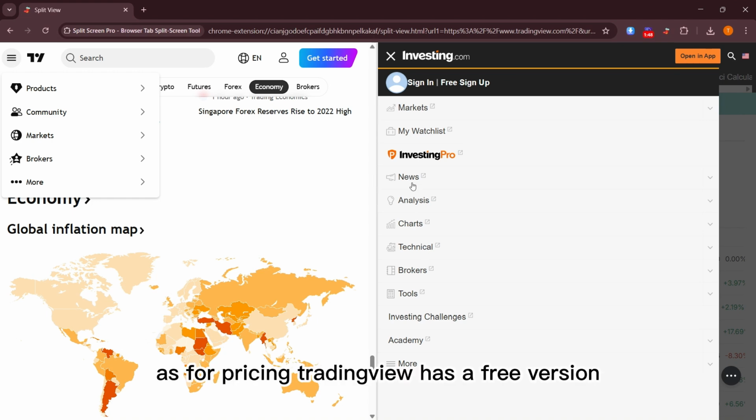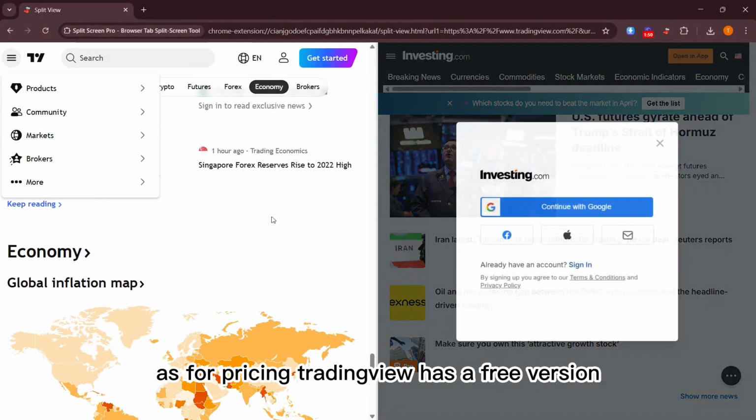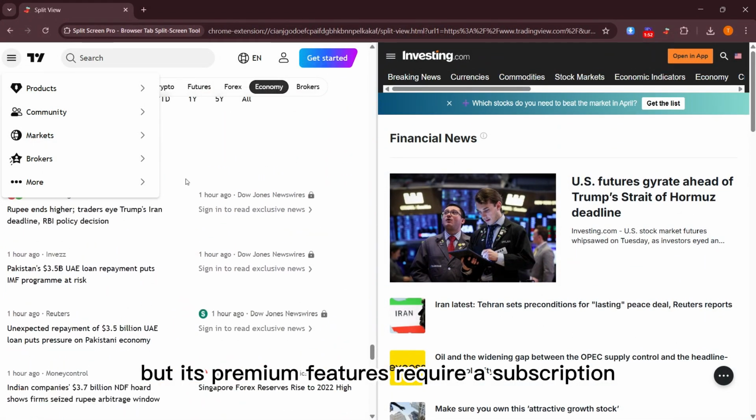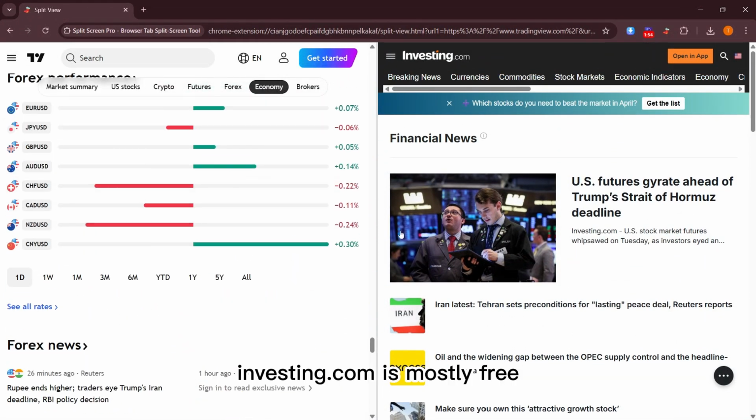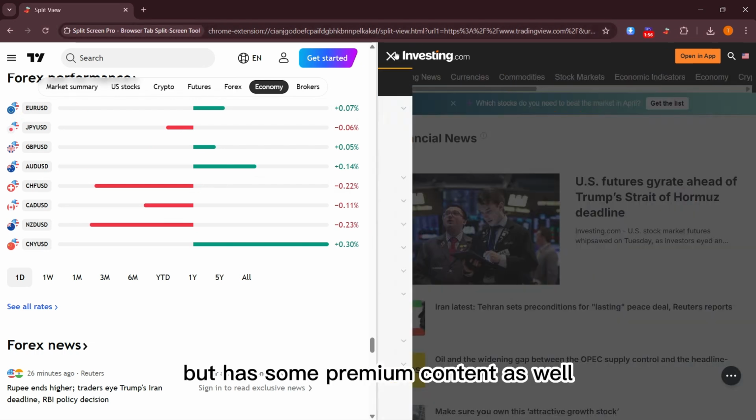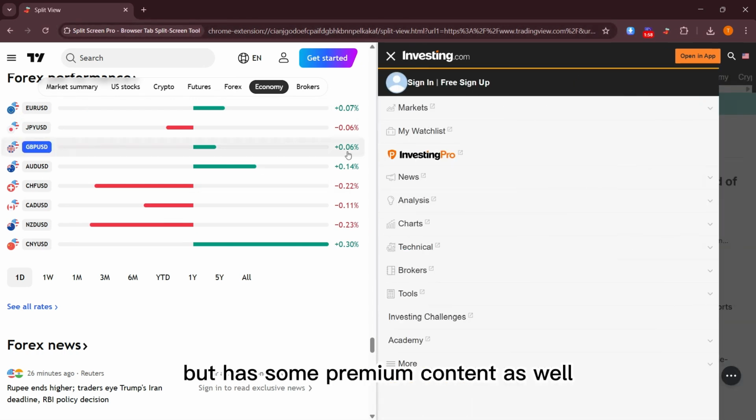As for pricing, TradingView has a free version, but its premium features require a subscription. Investing.com is mostly free but has some premium content as well.